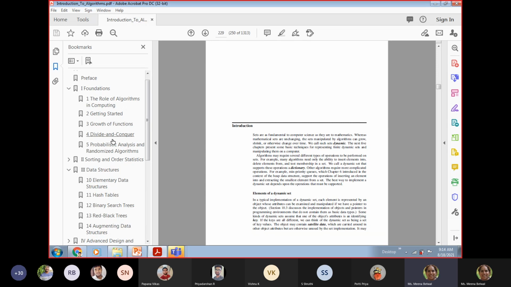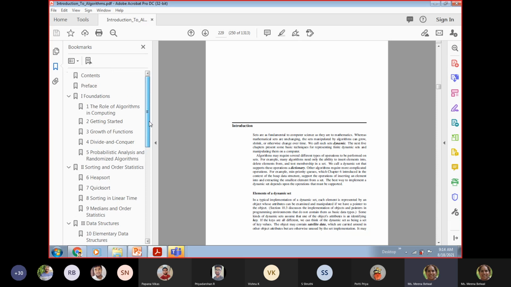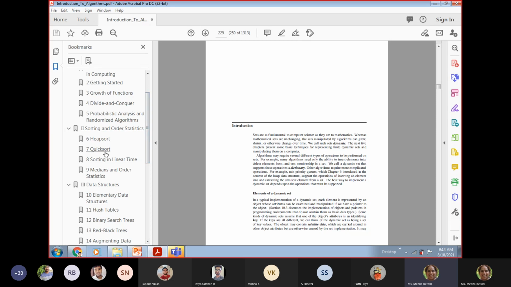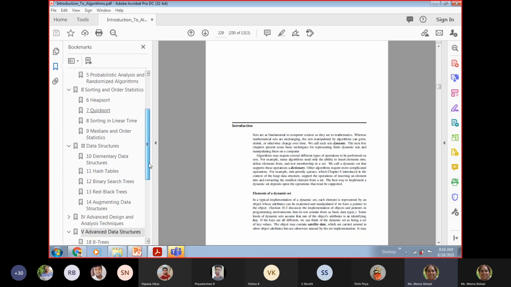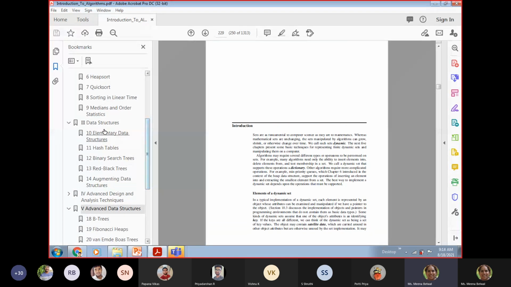From the book, we have covered a few things. Then you have sorting and order statistics. First is foundation, second is sorting in the book. It talks about heap sort, quick sort, sorting in linear time, median and order statistics. We did not cover all that, assuming that you already know it. Then the third part is data structures. So it talks about elementary data structures, and these kinds of things are here.